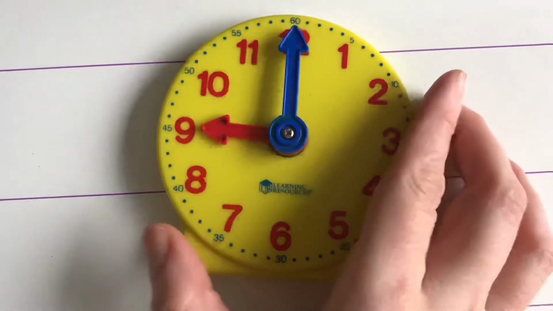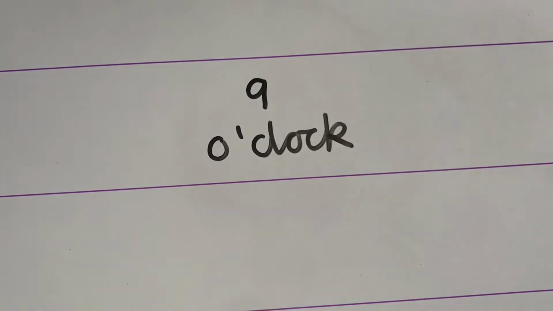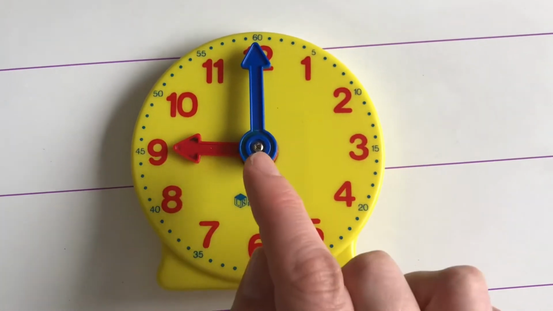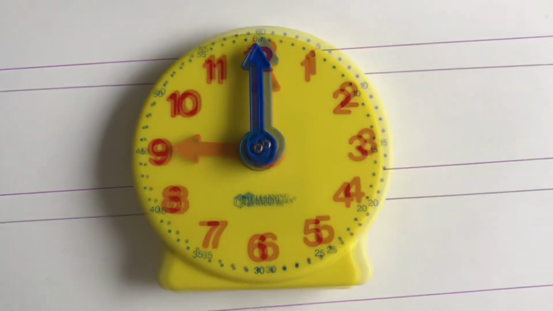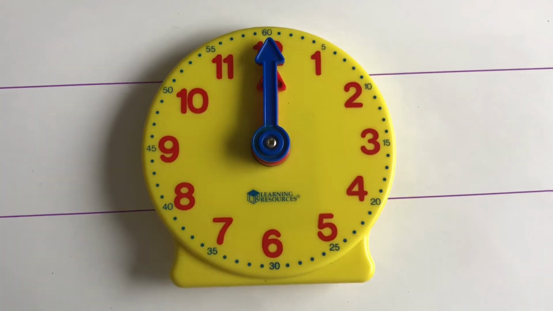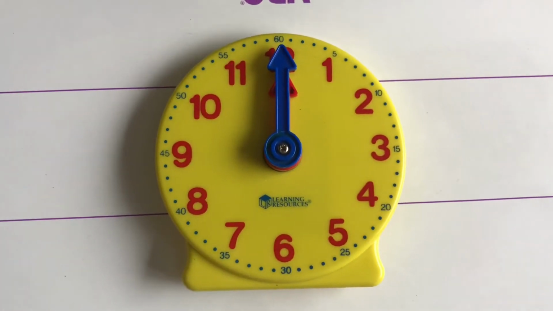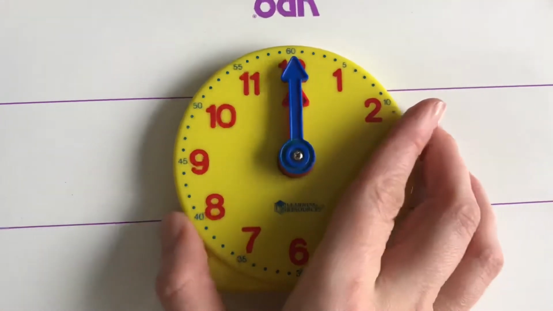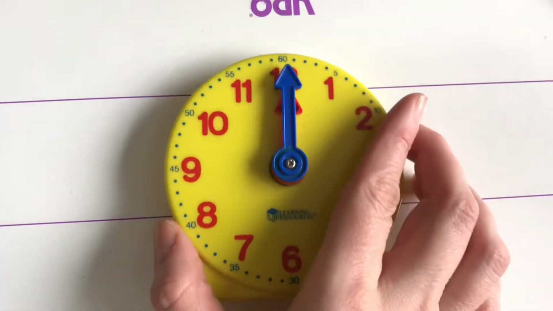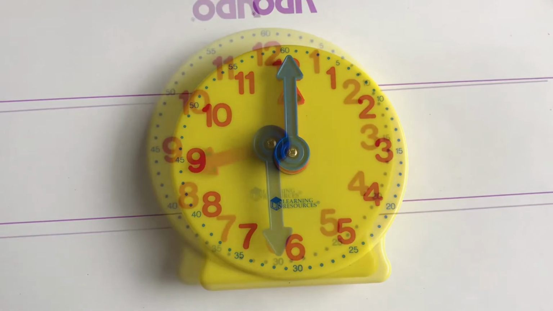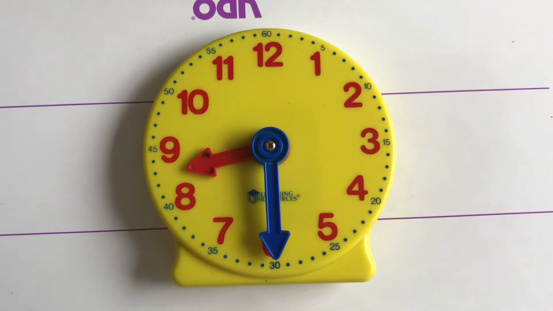Well done if you said 9 o'clock. It's 9 o'clock. What's the time now then? This time both hands are pointing at the 12. So it will be 12 o'clock. What is the time now?